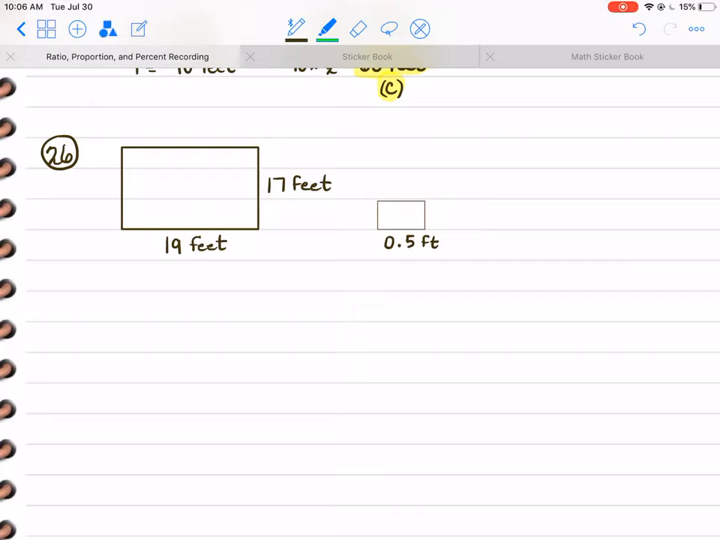So these are the 2 dimensions that I need. Remember, I have to have one from the mama and one from the baby. So we are scaling down. That means that mama will come first. Mama's bigger. So 19 divided by 0.5 is going to be 38. So the wall is 38 times bigger than the photo, and that is E.